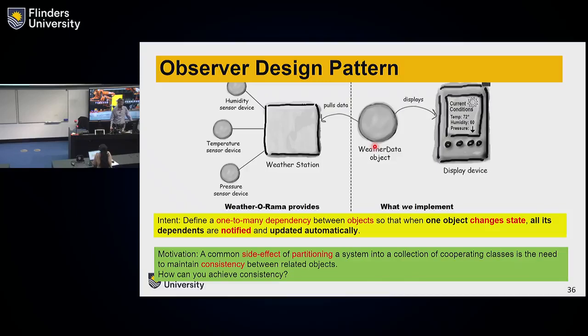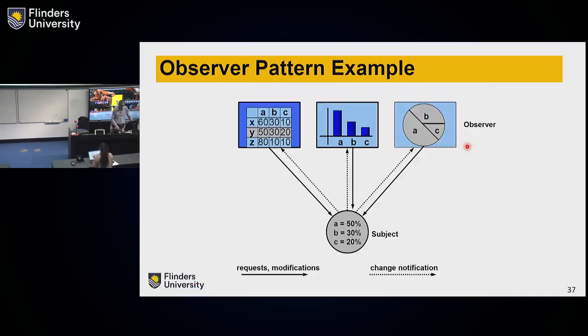Now it is useless if this weather data object keeps on pulling data all the time and displaying it. Logically it should only pull the data when there is a change in the temperature, humidity, or pressure. If there is a change, it will pull the data and update the information. This is quite a common problem where we want to receive information only when there is a change. You will only receive a surface mail when there is a mail for you, otherwise you will not receive it. So this is another view to look at the same problem.